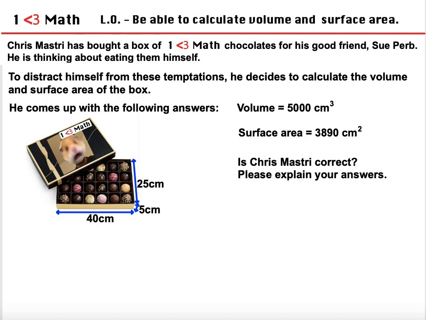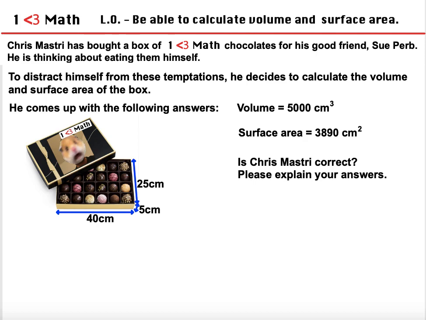The learning objective of this video is to be able to calculate volume and surface area of a cuboid. In this case, Chris Mastri has bought a box of 1 Lesson 3 Math chocolates for his good friend Superb. He is thinking about eating them himself. To distract himself from these temptations, he decides to calculate the volume and surface area of the box, of the cuboid. He comes up with the following answers.